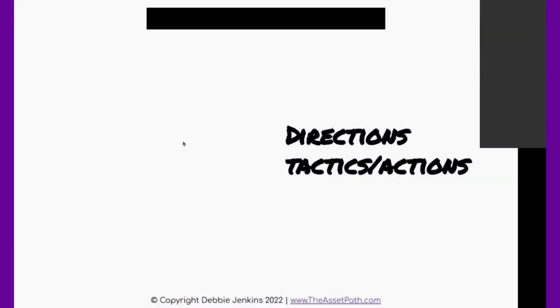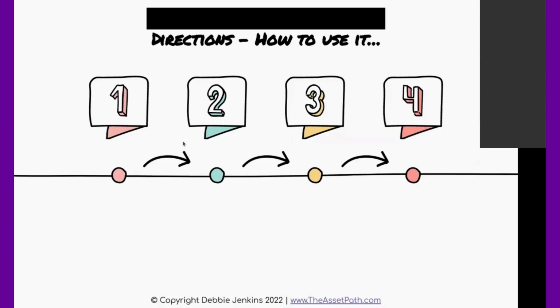What are directions? Directions are 1, 2, 3, 4, 5, 6, ABC. Do this first, do this second, do this third. It's really, really simple. There is no equivocation. There is no, maybe you could do this, maybe you could do that. It's do this, and then this, and then this. Okay, it's really, really simple.